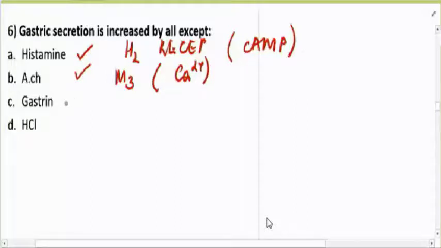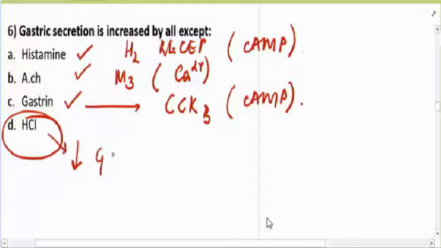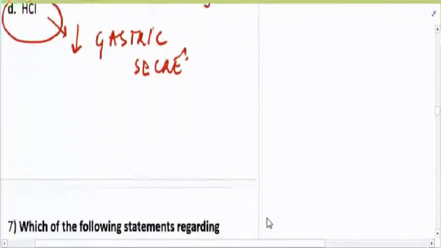Gastrin, the receptors for gastrin will also increase the gastric acid secretion. Receptors for gastrin are the CCKB receptors on the parietal cells. Again, the second messenger is cyclic AMP. What does not increase the gastric acid secretion is HCl. HCl will in fact decrease the gastric acid secretion. Right? So this is regarding gastric secretion.